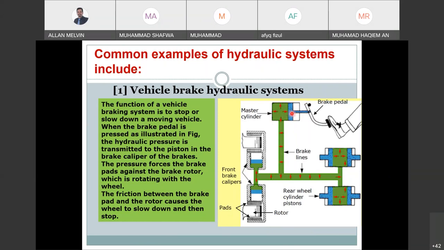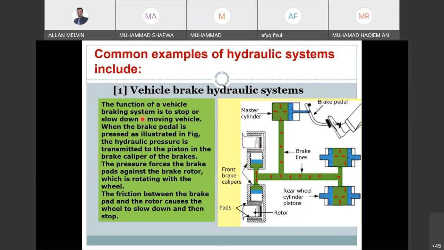Okay, so you know, kita pernah belajar dalam thermal fluid, when you apply a force, equal force will be applied to the surface. Dia ada surface kan? So equal force is applied. Kalau you tekan, keep on tekan, so minyak you akan bergerak and it will move the brake calipers to apply brake. So that is how a vehicle brake hydraulic system works.